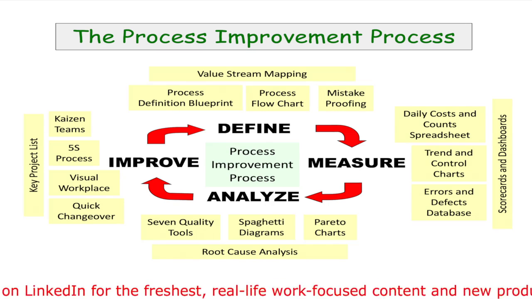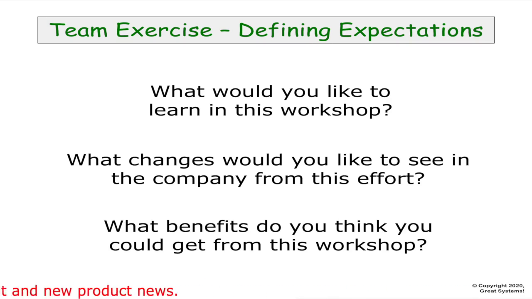Well, we've reached the end of this first workbook section. At the end of each workbook section, you're going to see a team exercise. In this case, we have team exercise number 1, which is defining the expectations for the workshop. The objective of this exercise is to define the key expectations you have of this class. Doing so helps ensure that the instruction can be directed at those needs that will benefit each participant the most.